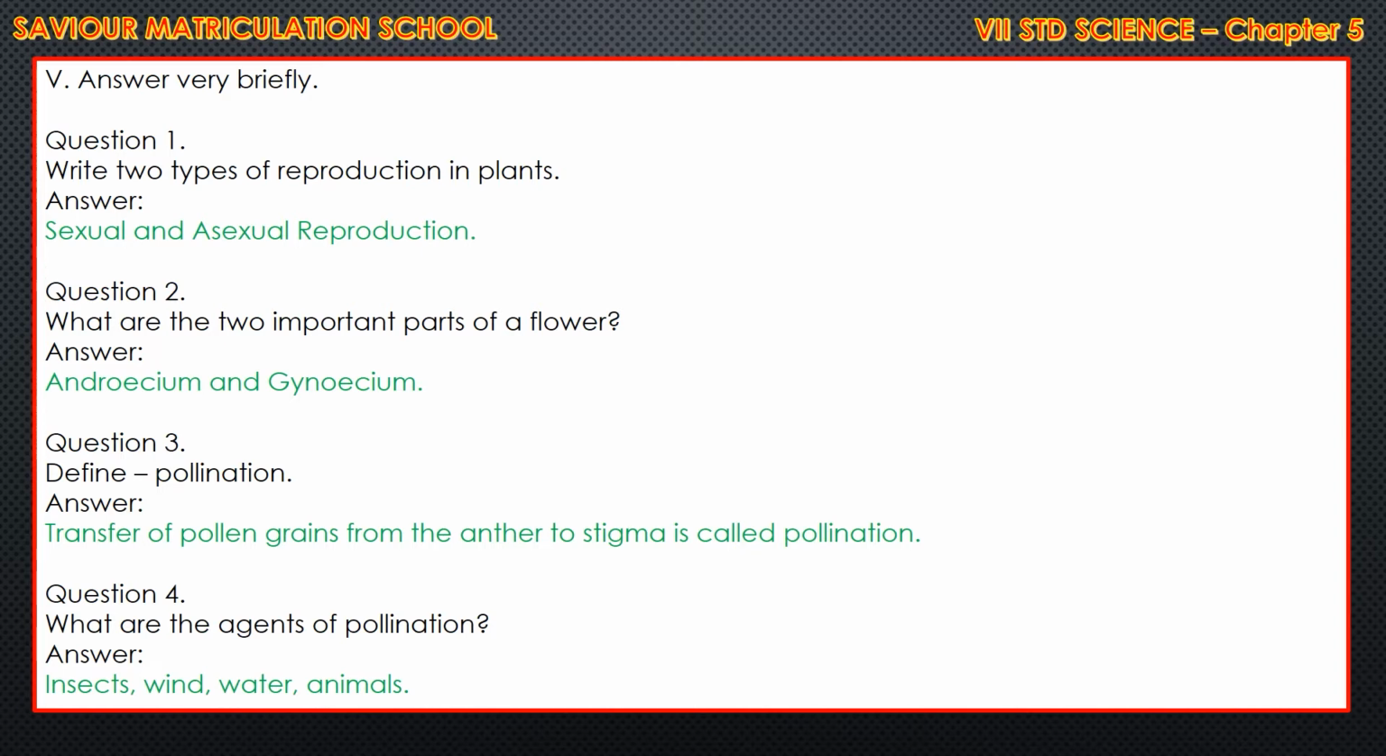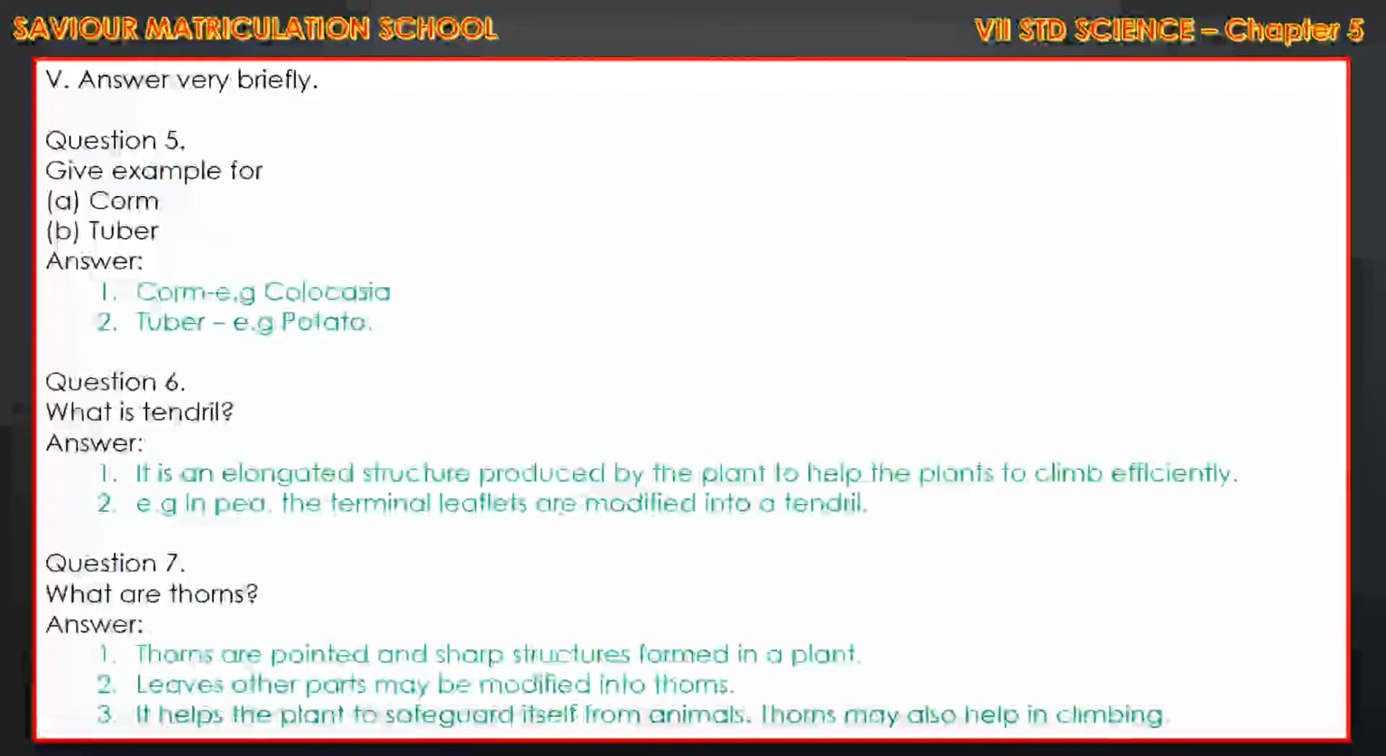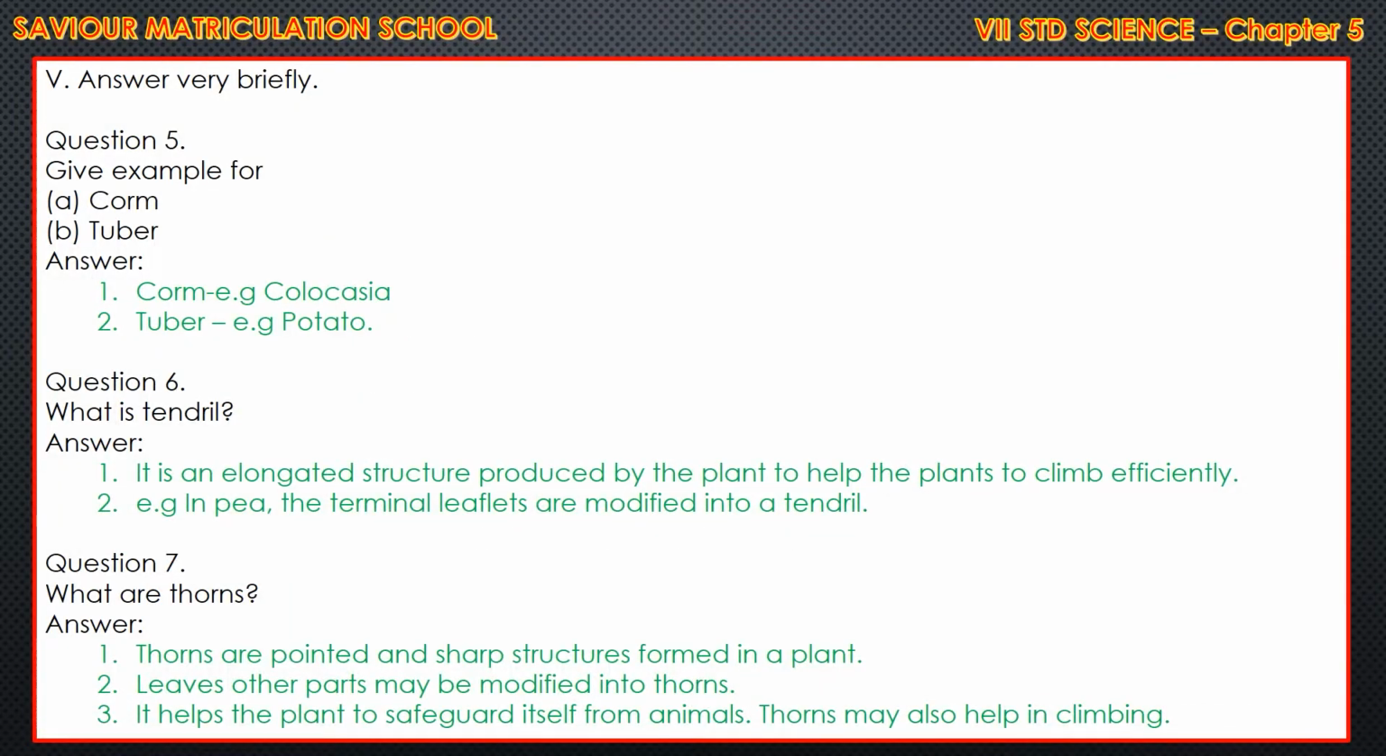Question 4. What are the agents of pollination? Answer is insects, wind, water, animals. Question 5. Give an example for A, corm, B, tuber. Corm example colocasia and tuber example potato.